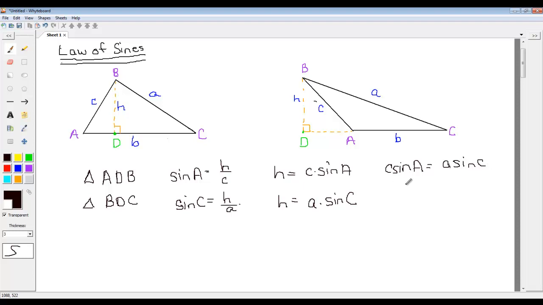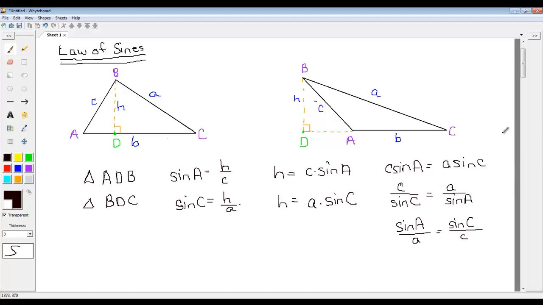And then you can go a little bit further. You could divide both sides by sine A and both sides by sine C and end up here. Or if instead you divide both sides by side A and both sides by side C, you'd end up with this. And that is a part of something called the law of sines.